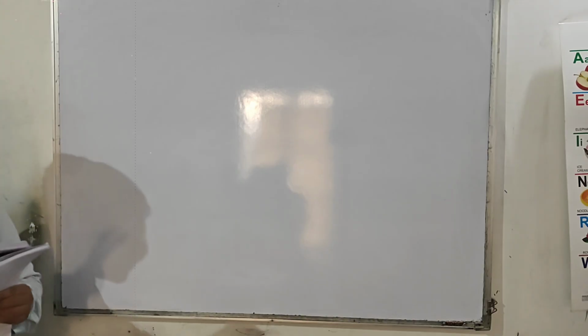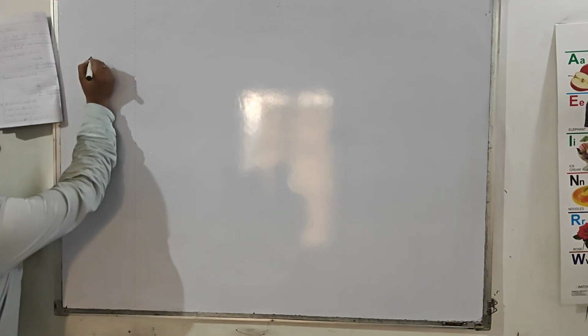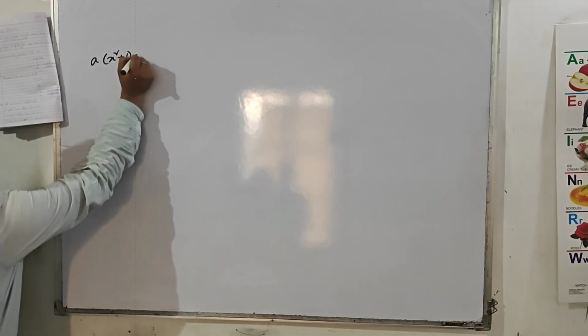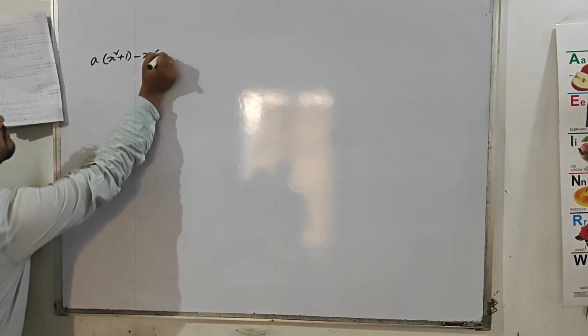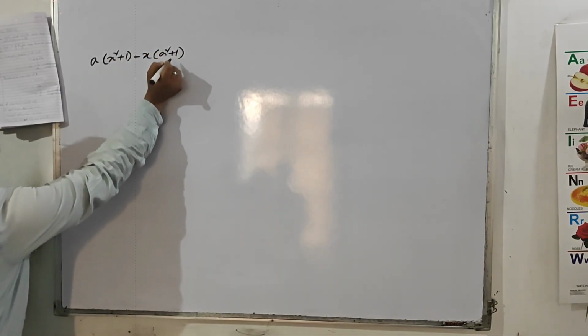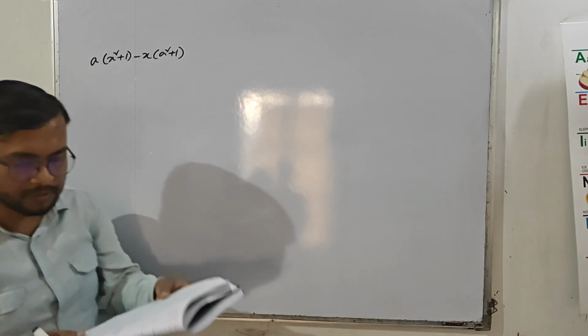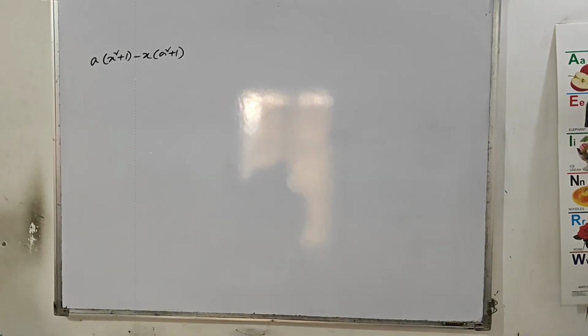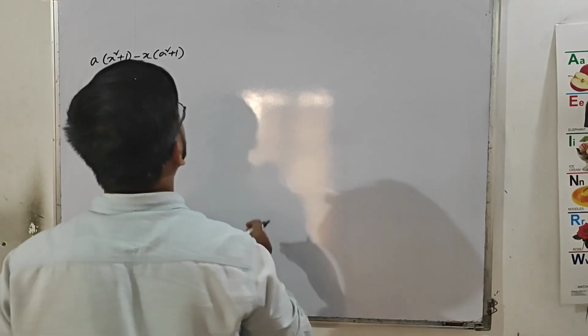So the question was: a x square plus 1 x square plus 1. This is the polynomial. We need to solve this polynomial and verify the relationship between its zeros and coefficients.